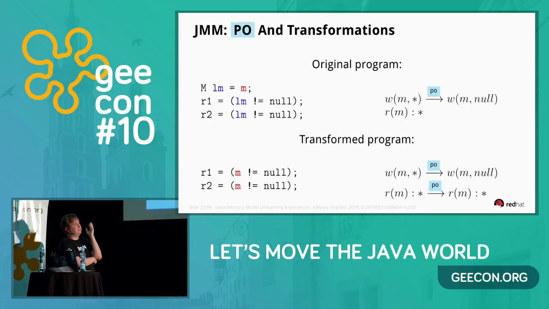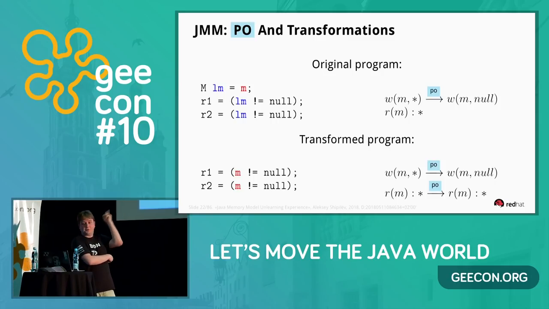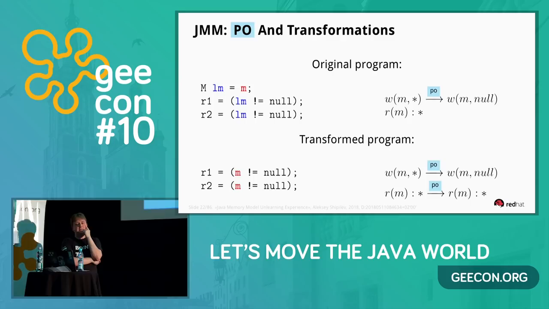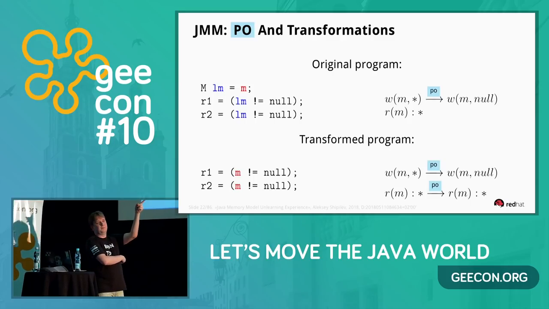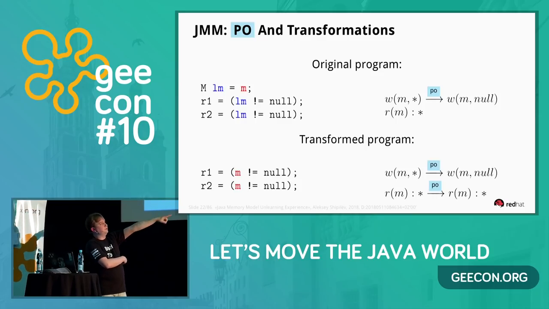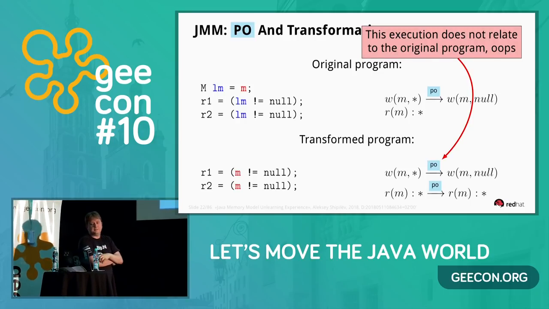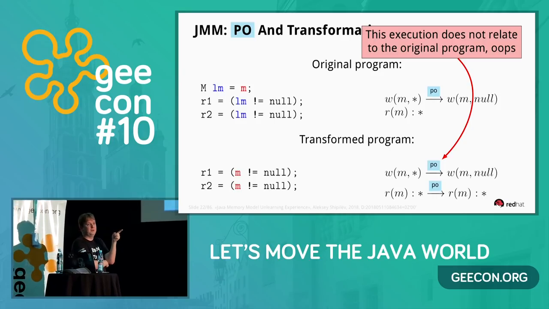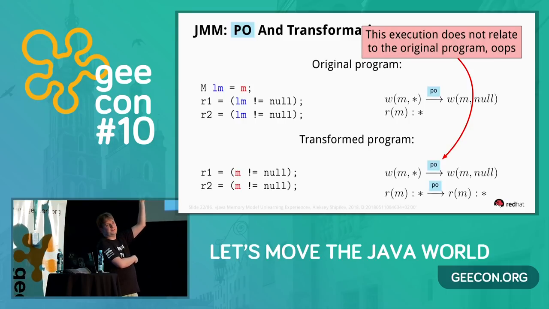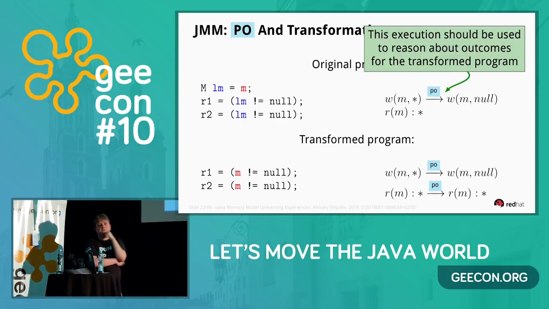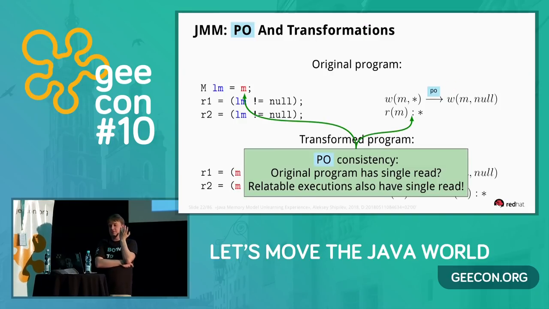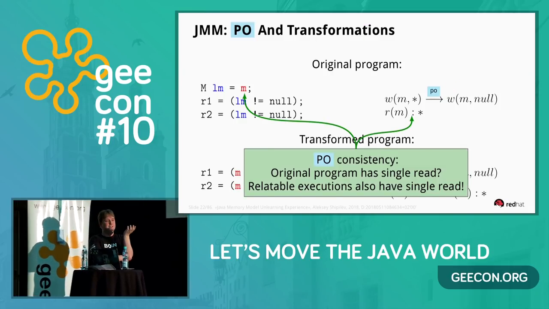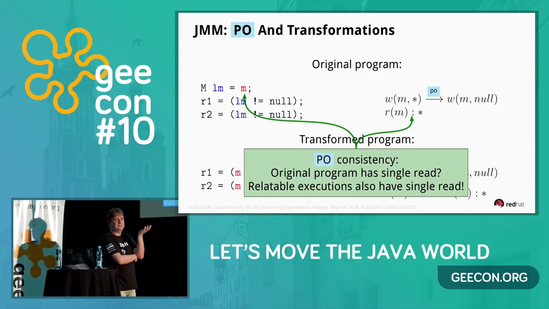And here's the example rephrased. If you have this original program with a single read, the relatable executions are of that form. You have the writes in the other threads and the single read there. And these are the executions for the modified program. Now, the spec says that this execution does not relate to the original program, because you have two reads here, but the original program has only one. And you only have to use this execution to reason about the program, which in practical terms says to us that if the original program had a single read, the relatable executions also always have a single read.